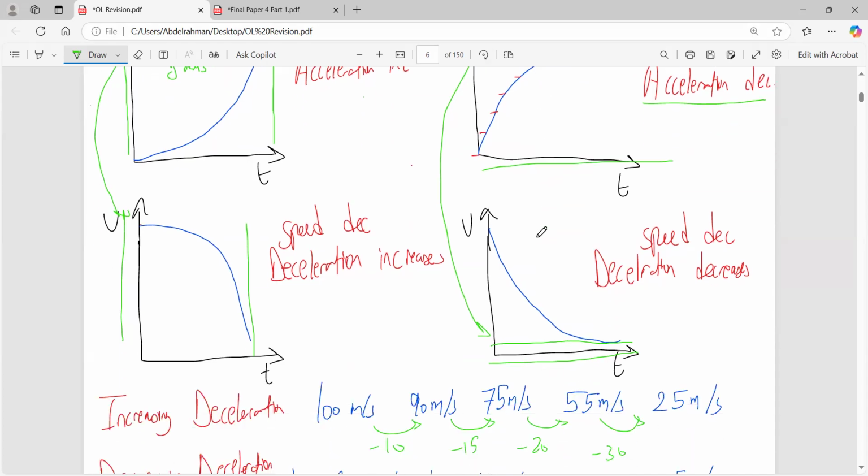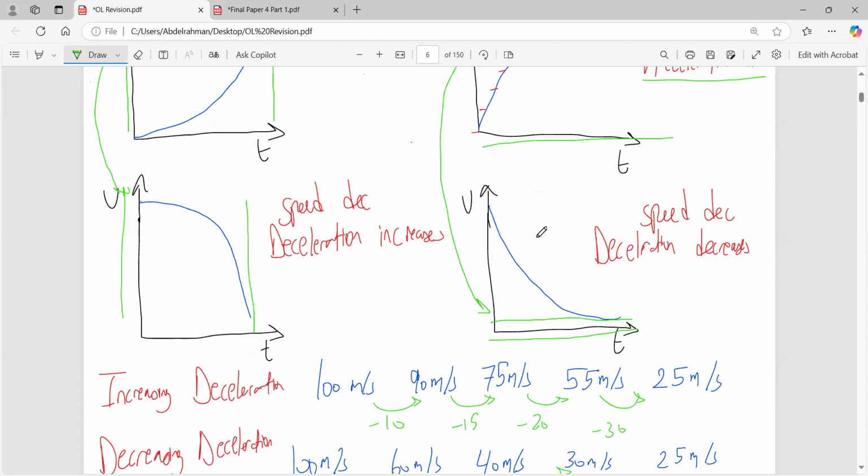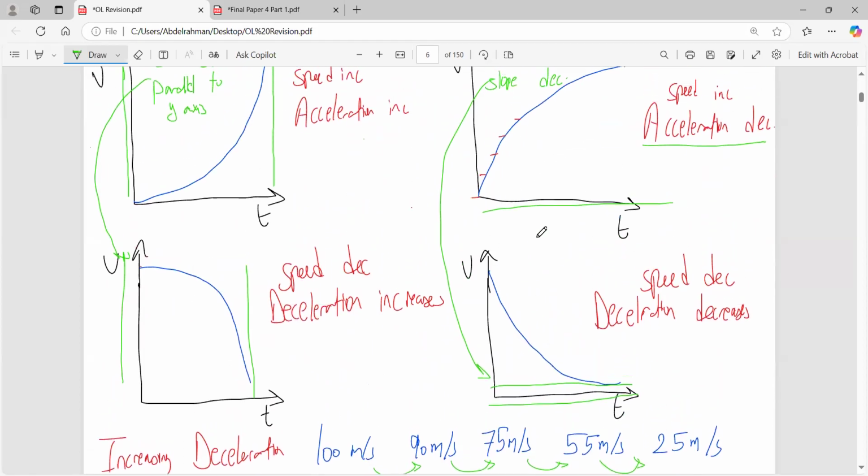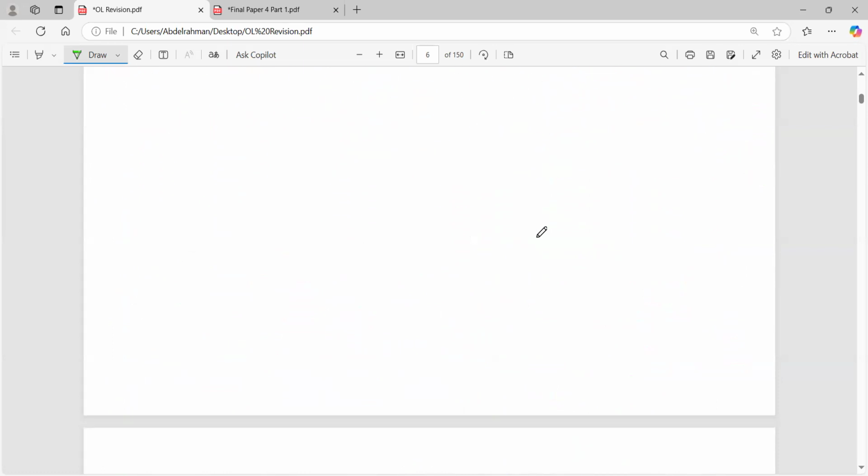I hope it's easy. It should be a bit easy so far. Let me talk about some special cases for the acceleration. The special case is if you have a non-uniform acceleration.